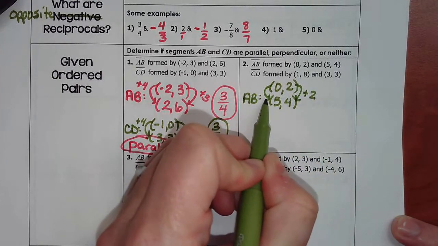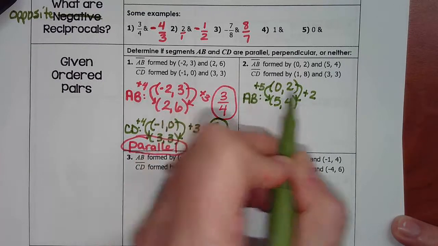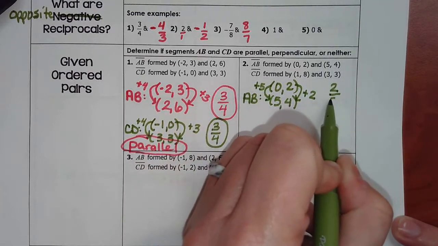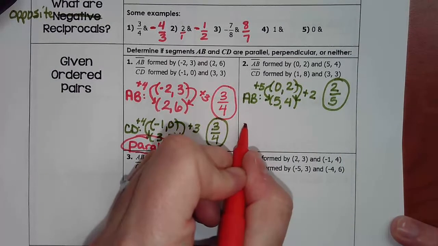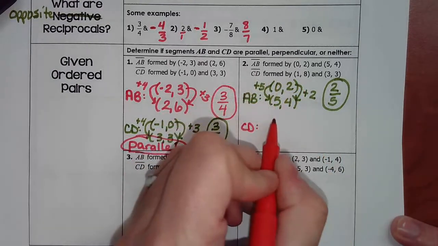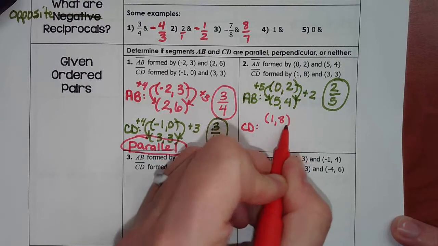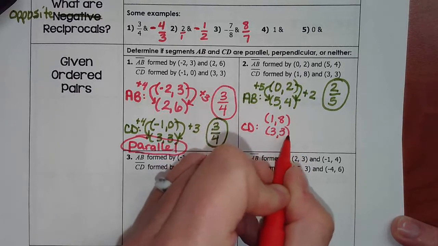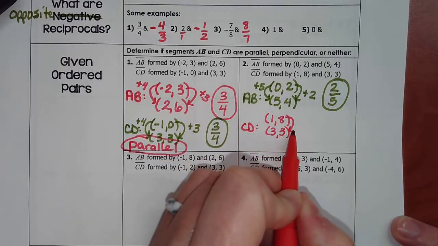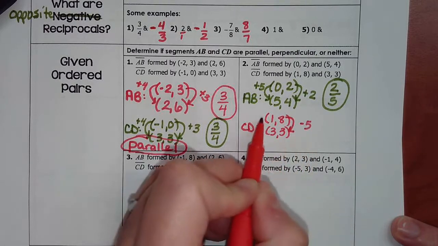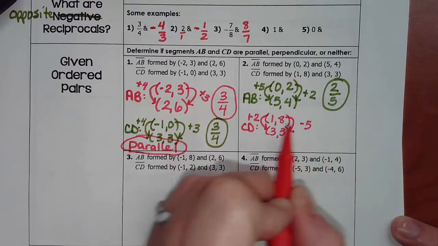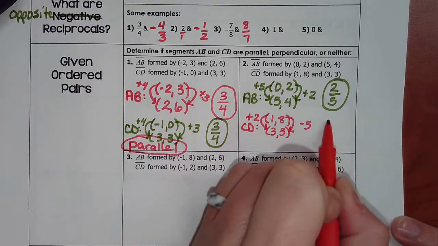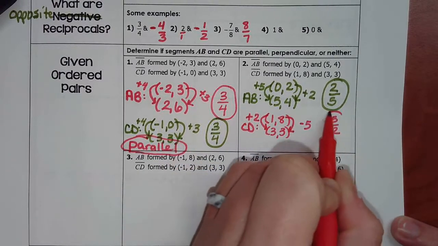To go from 0 to 5, I go up 5. So to write my slope, it's 2 over 5. And then I'm going to do the same thing for CD. I have 1, 8, 3, 3. So to go from 8 to 3, I go down 5. To go from 1 to 3, I go up 2. So my slope, again, right over left, is -5 over 2.